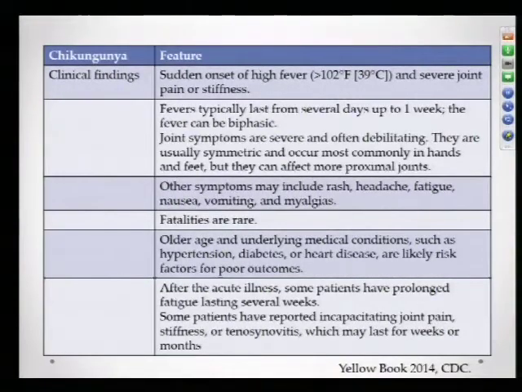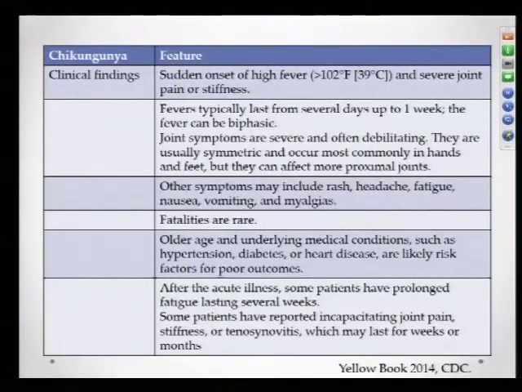Sometimes after the acute episode is over, you're left with debilitating tenosynovitis, joint pain and stiffness, and really we don't know why that happens. Although it hits you hard at first, fatalities are very rare, and these chronic conditions that I just mentioned are few and far between. Now, as with any other infection, comorbidities that increase the mortality are older age, hypertension, diabetes, chronic heart disease, and so on and so forth.